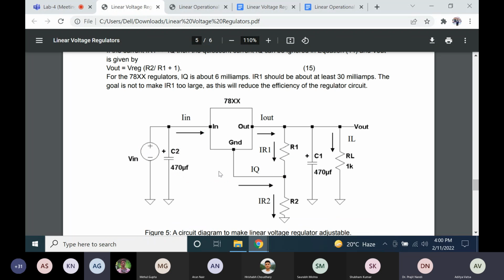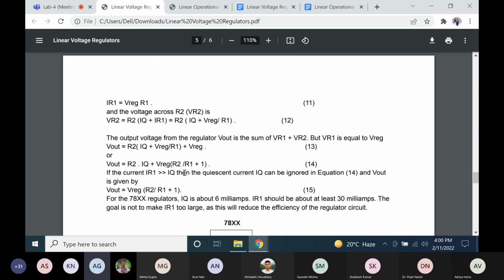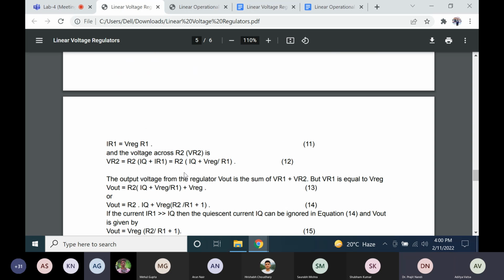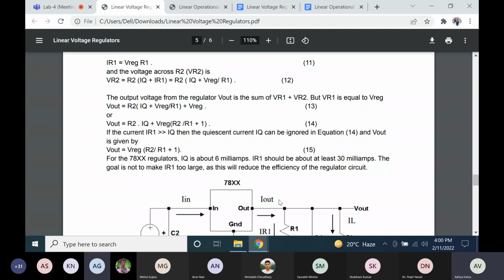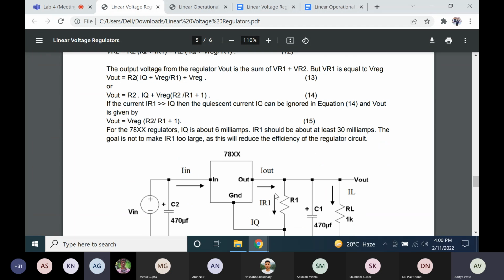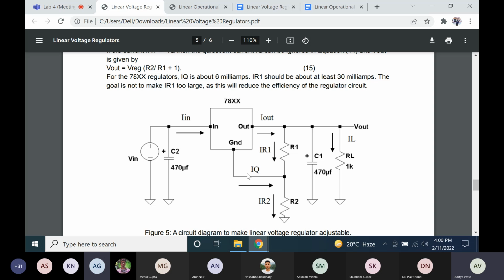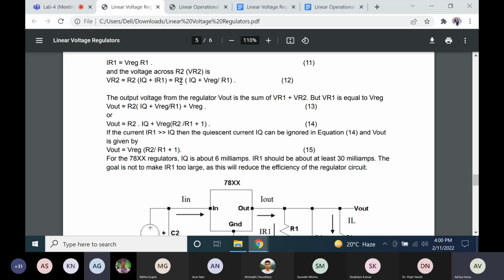So this is the voltage regulator, adjustable voltage regulator. We can see that here we have another resistance R2. So how this is adjustable, we will see here. IR1 is the current through this resistor R1, and VR2 is the voltage across this resistor. The current is IQ and IR1, so IR2 is IQ plus IR1. So VR2 is R2 into IQ plus IR1, and IR1 is V regulated by R1.